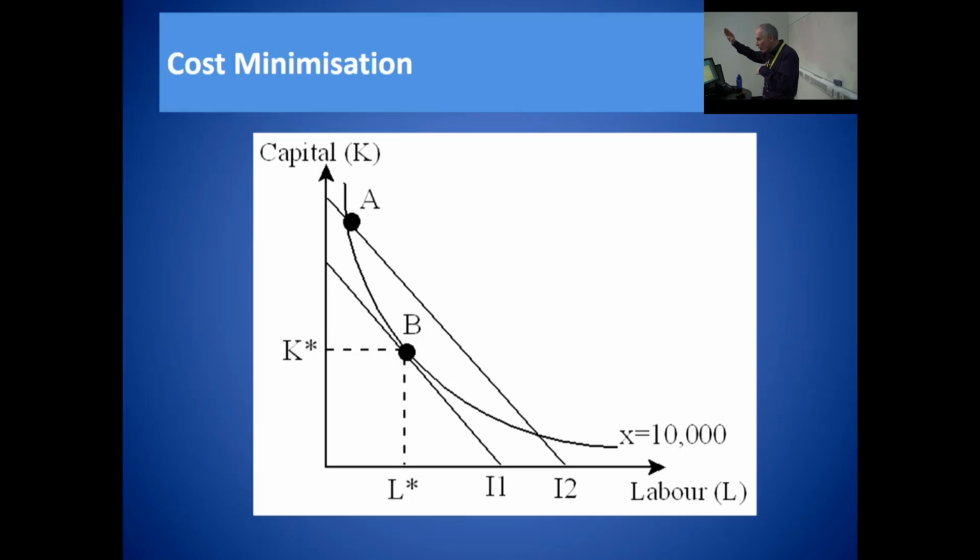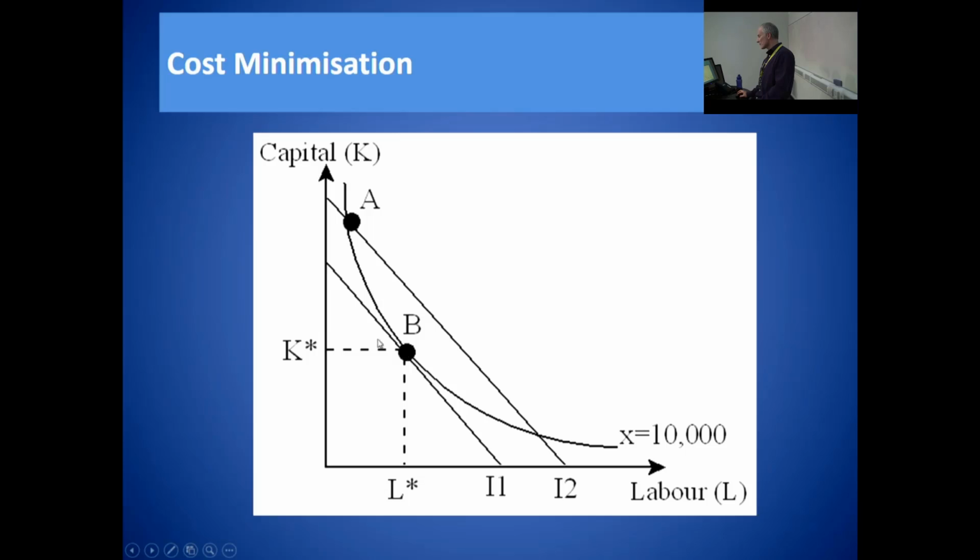And if it reaches a lower iso-cost line, it incurs less cost. And that's what we're trying to find, the cheapest way of producing this given level of output. So, as we move along the isoquant from point A towards point B, you can see that the iso-cost lines we would be on would be closer to the origin. They're cheaper ways of producing the output. And this will continue until we arrive at point B.